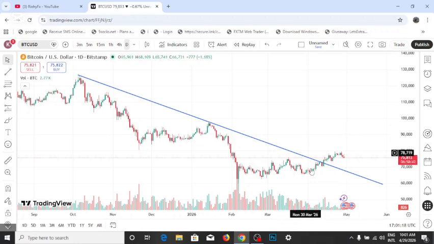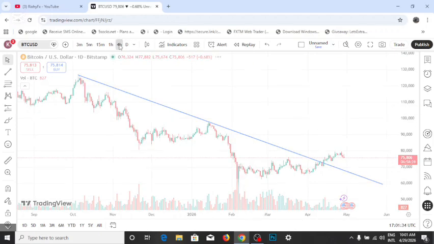Now during fake outs, this is where you want to be careful in trading, because right now it looks like the market is going to be bullish, but actually the market is going to go back to being bearish. It's going to go back down, okay, because this is a fake out. It went through the trend line.